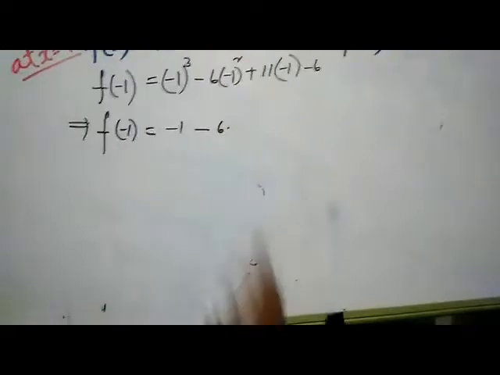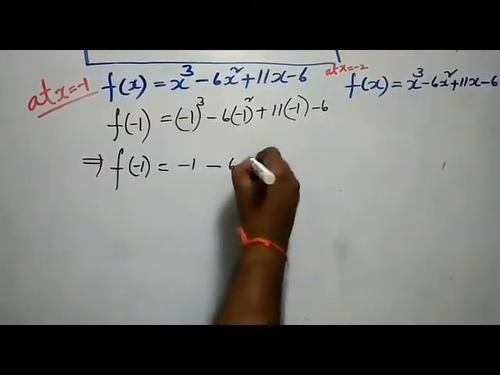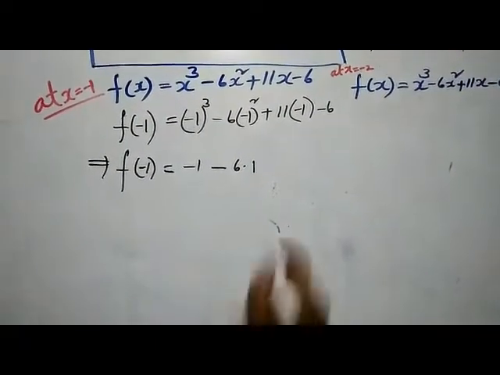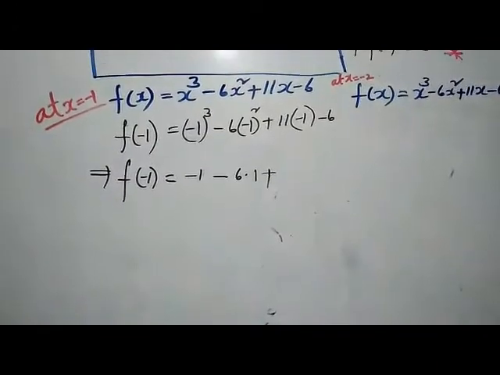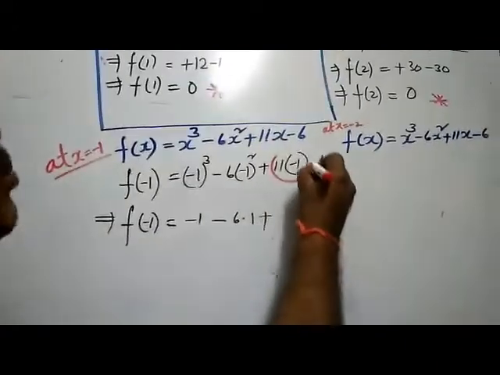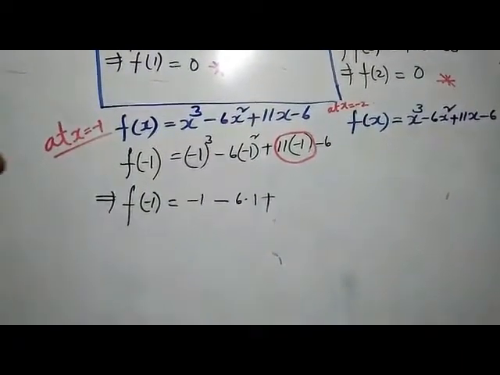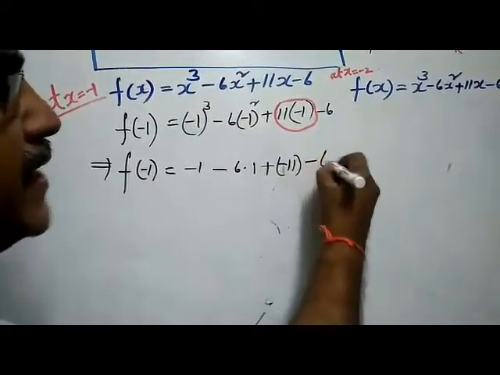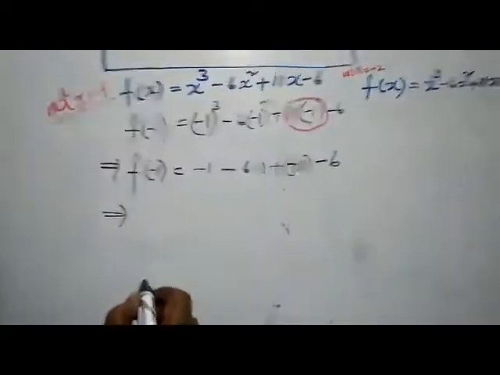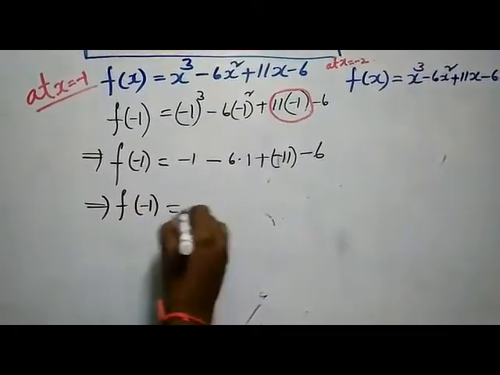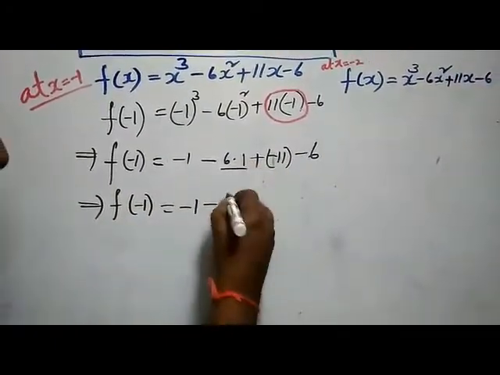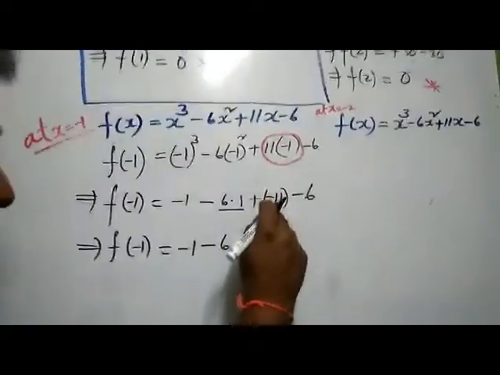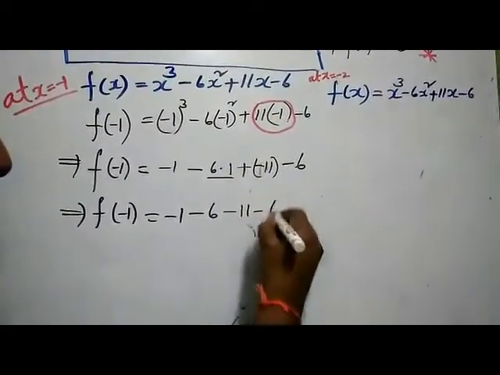So 6 into 1. Here 11 into minus 1, just to simplify this one. 11 into minus 1 is nothing but minus 11, minus 6. That implies f of minus 1 is equal to minus 1, 6 ones are 6, minus 6, minus 11, minus 6.